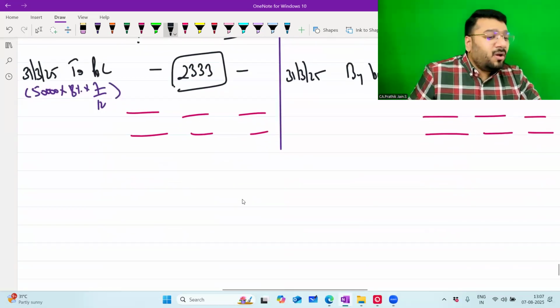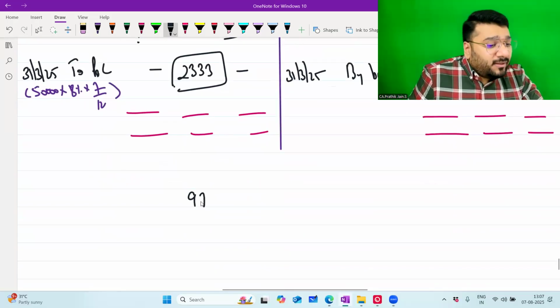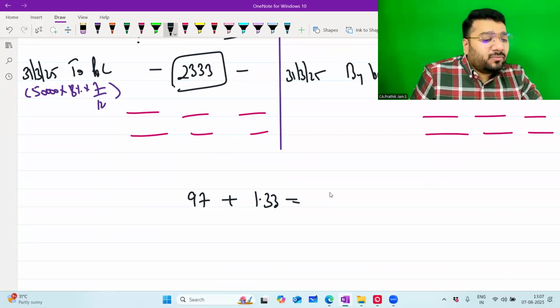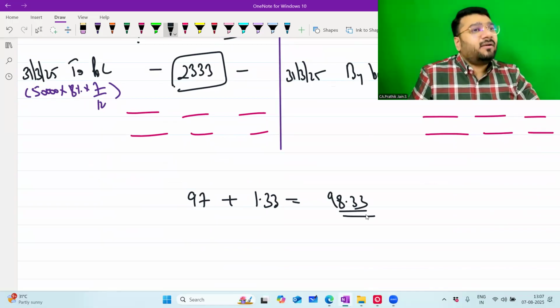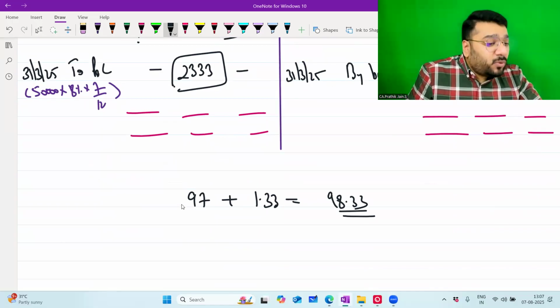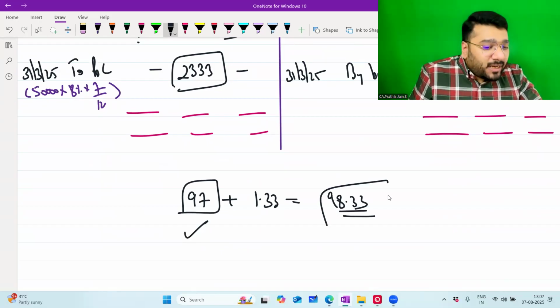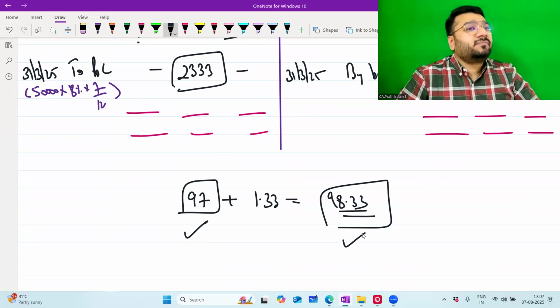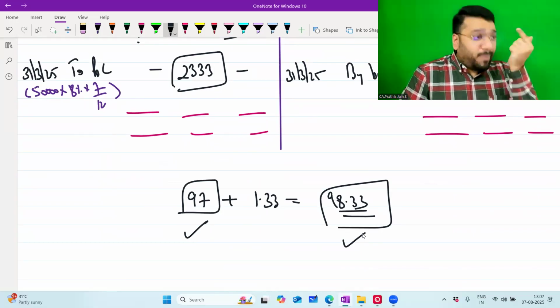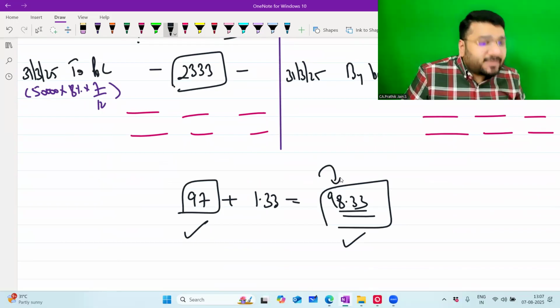So now, what is the ex interest price? 97. With that, if I add the interest component 1.33, what is the cum interest value? 98.33. Which means, ex interest means what? The broker has done the dealing at this rate. Cum interest means the broker has done this dealing at this rate, which means the interest component per security has been factored inside this value.